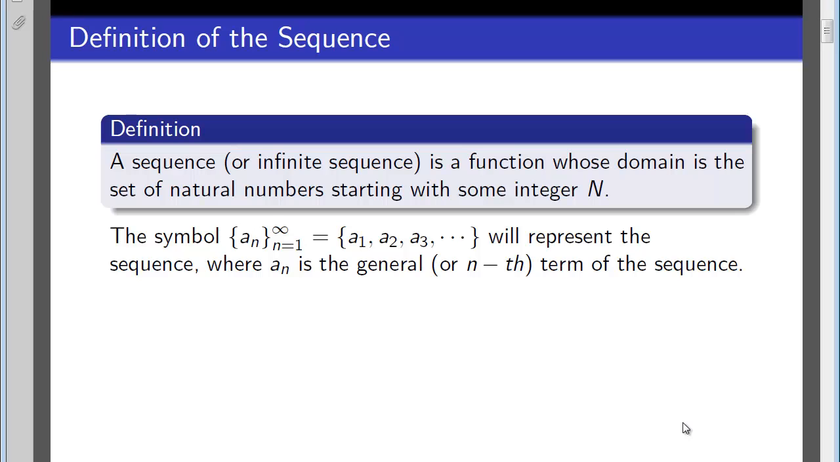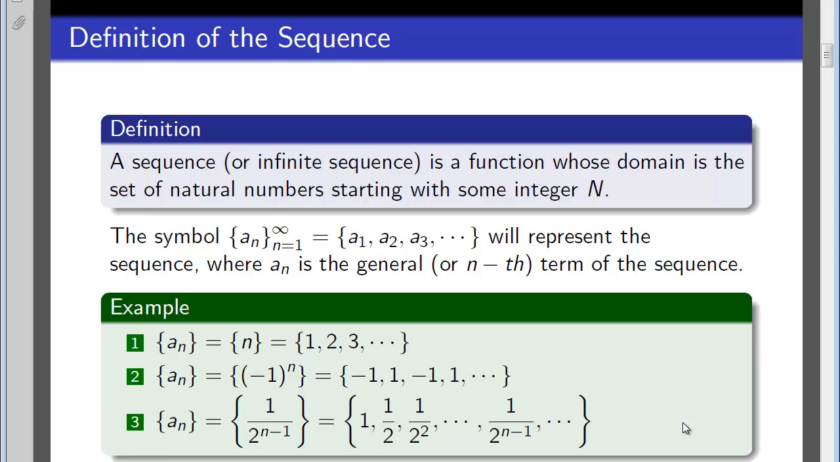The elements in the set a sub 1, a sub 2, a sub 3 and so on are called the terms of the sequence, where a sub 1 is the first term, a sub 2 is the second term, and a sub n is either called the nth term or the general term of the sequence.